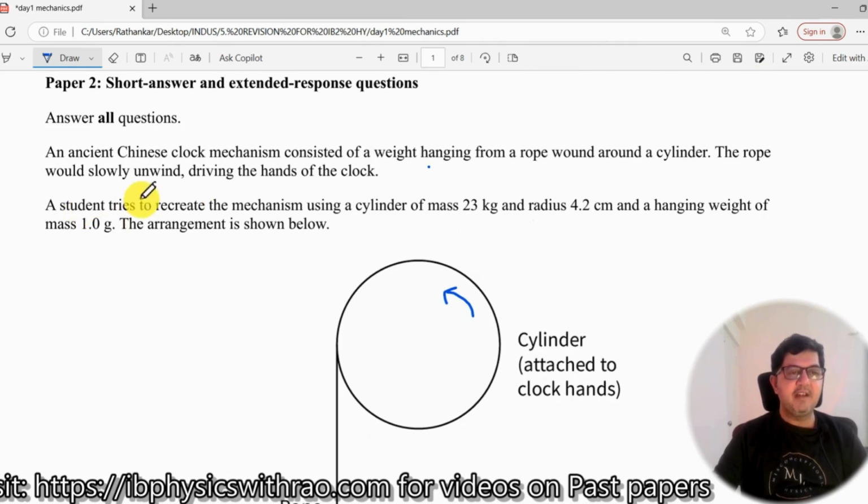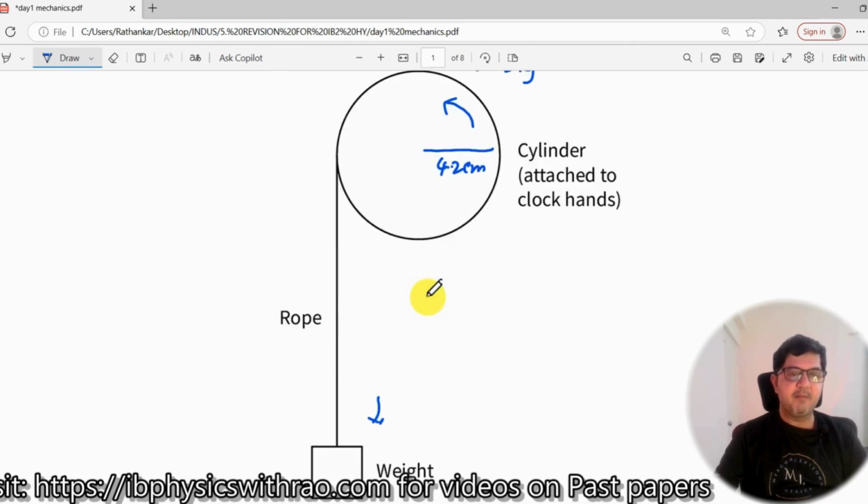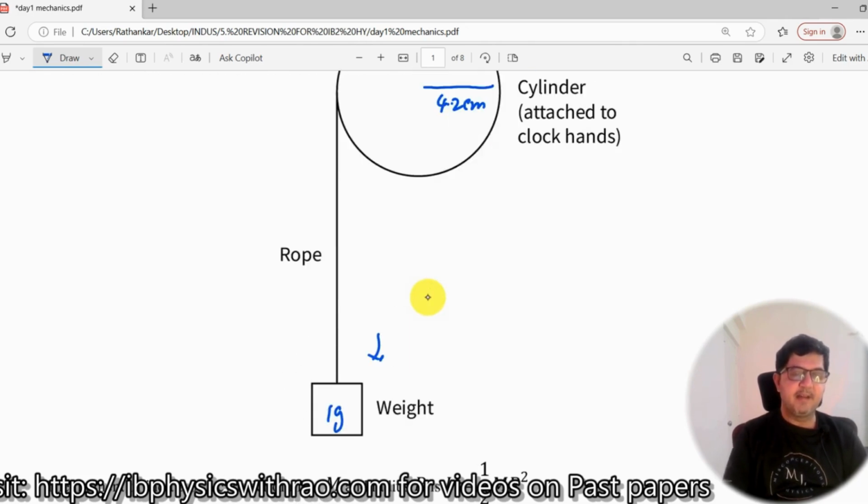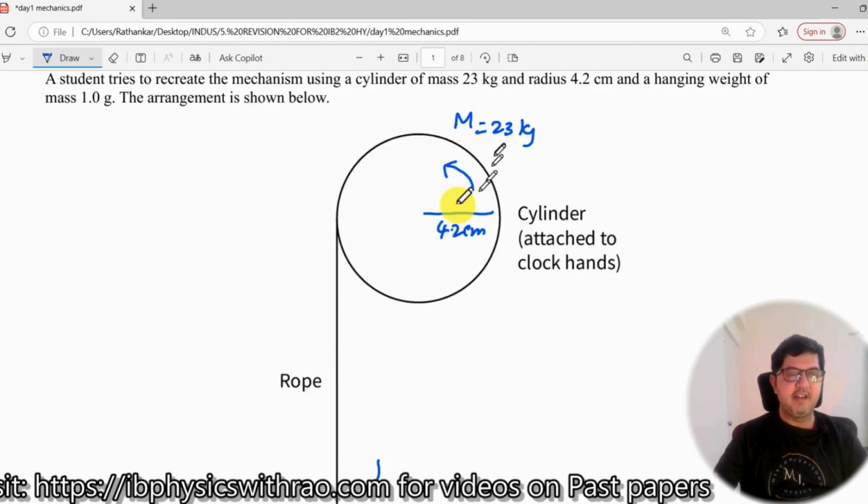The rope slowly unwinds, driving the hands of the clock. The student tries to recreate the mechanism using a cylinder of mass 23 kg and radius 4.2 centimeters. Let me write down: mass is equal to 23 kg, really huge one, and radius is equal to 4.2 centimeters, and a hanging weight of mass 1 gram. Wow, this is very small, and this is really large. But still, because of gravity, this will definitely pull this one and it will slowly start rotating.